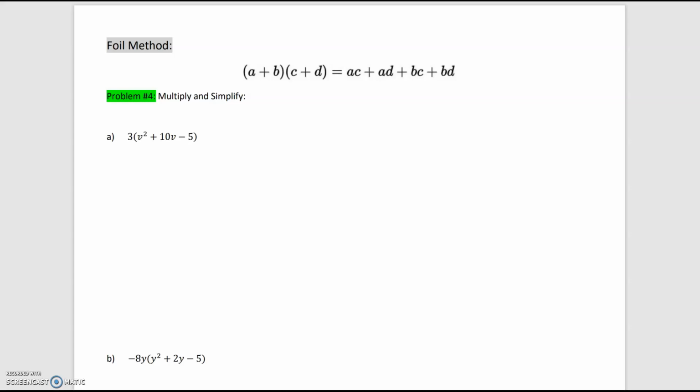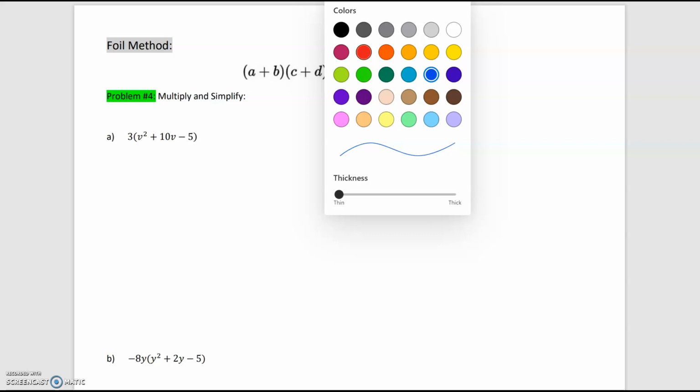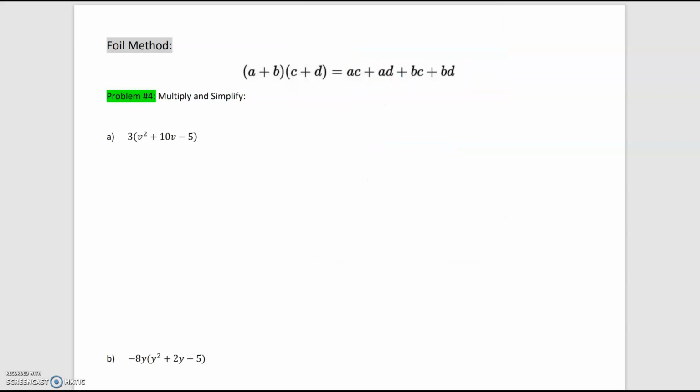Hi class, for this set of problems we're going to be doing an extension of the distributive property, and let me explain what the FOIL method actually does. For the FOIL method, you're going to have at minimum two binomials, which means two polynomials that contain two terms, and then one of the polynomials is going to multiply these two values.